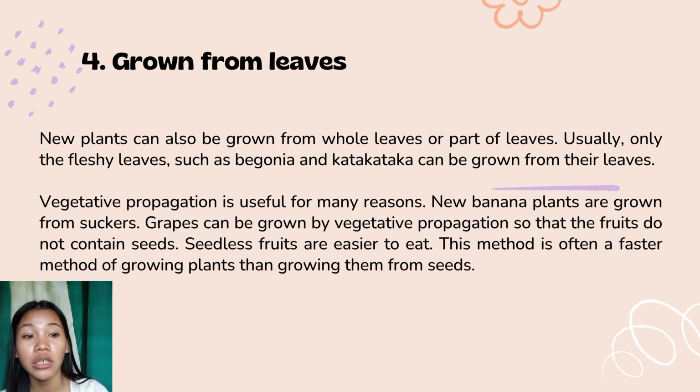Vegetative propagation is useful for many reasons. New banana plants are grown from suckers. Grapes can be grown by vegetative propagation so that the fruits do not contain seeds. Seedless fruits are easier to eat. This method is often a faster method of growing plants than growing them from seeds.